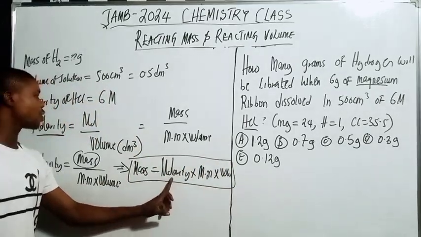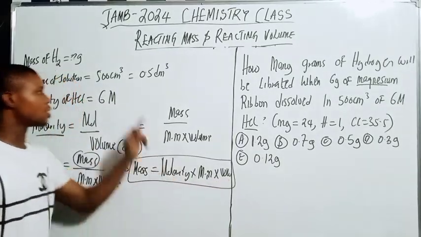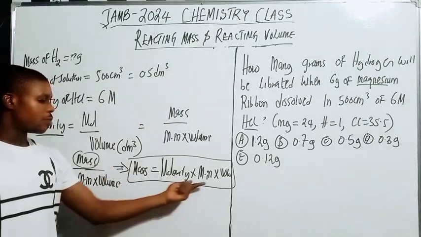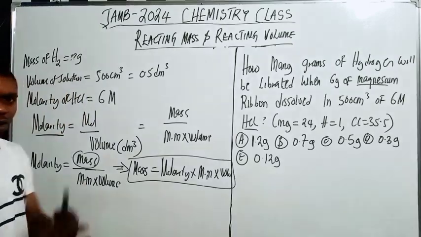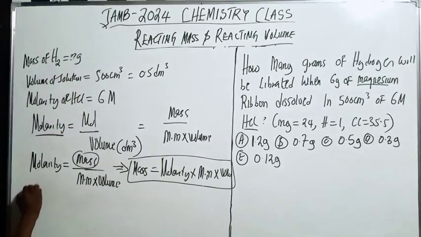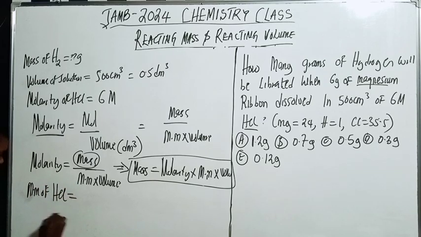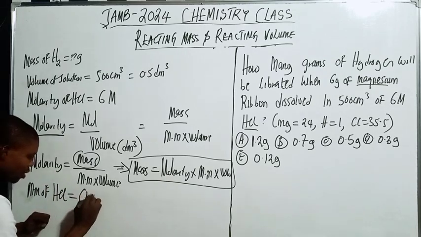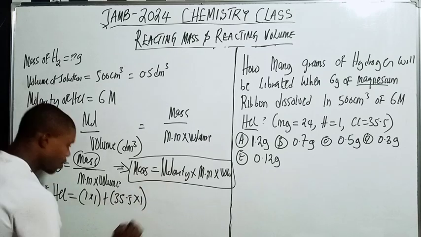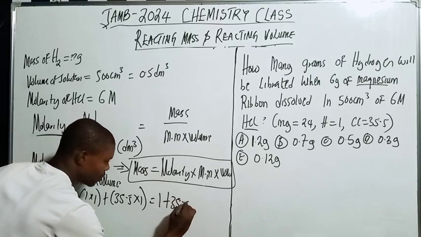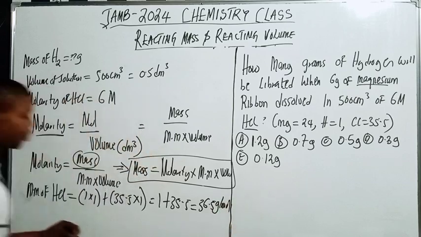So I know my molarity of HCl to be 6 molarity. Now I know my volume to be 0.5 dm cube. But what is my molar mass? How do I calculate molar mass? So I will calculate the molar mass of HCl. The molar mass of HCl is equal to 1 times 1 plus 35.5 times 1. We're going to give 1 plus 35.5, which is 36.5 gram per mole. Do you understand?